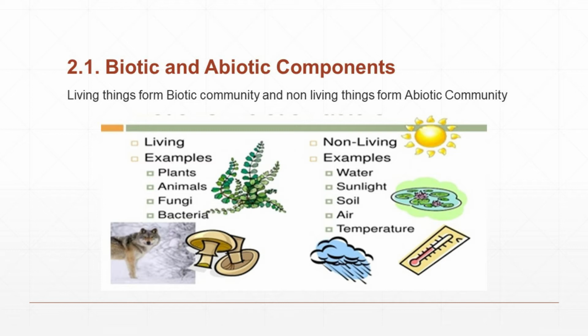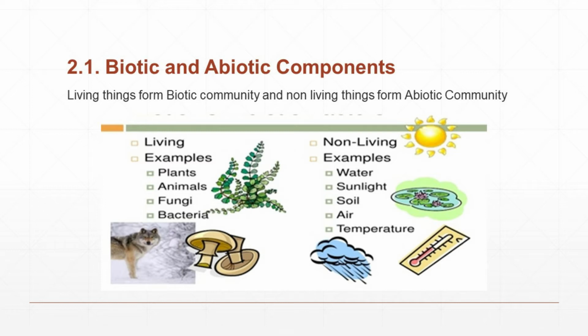The living things form the biotic community and non-living things form the abiotic community. Biotic means living things, that is animals and plants together are called the biotic community. Abiotic means air, water, sunlight, minerals, soil, all these come under the abiotic community.